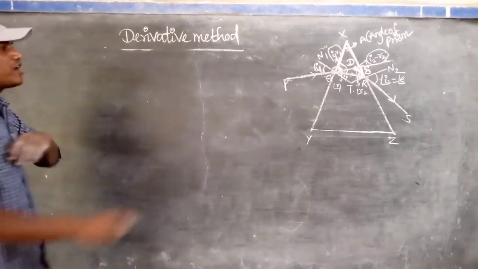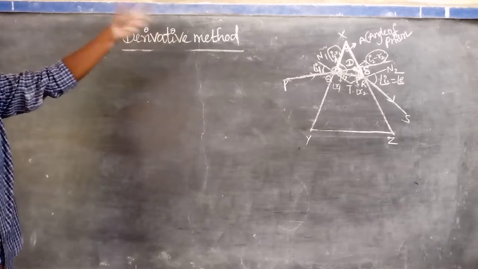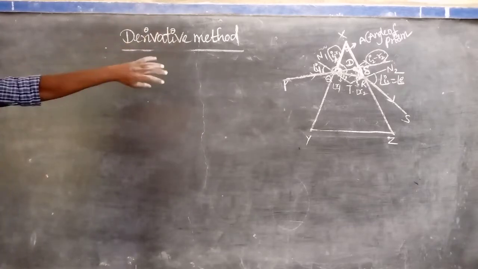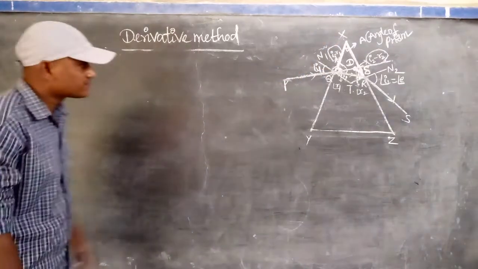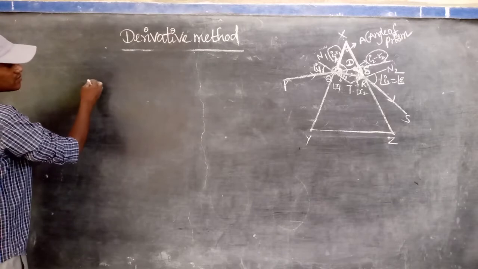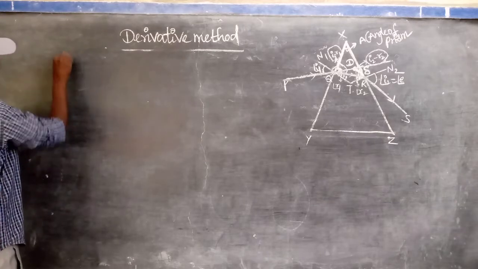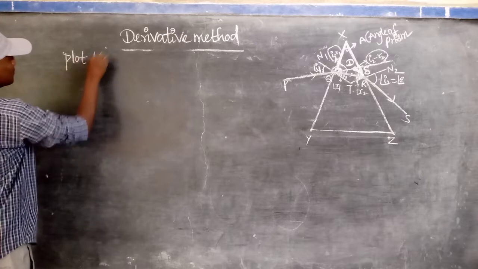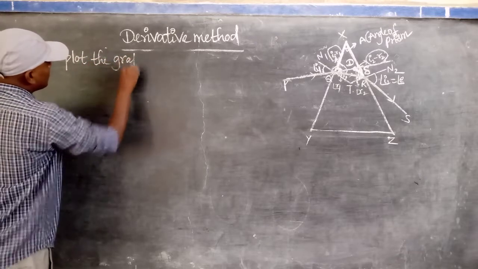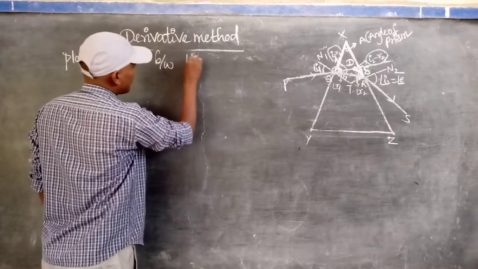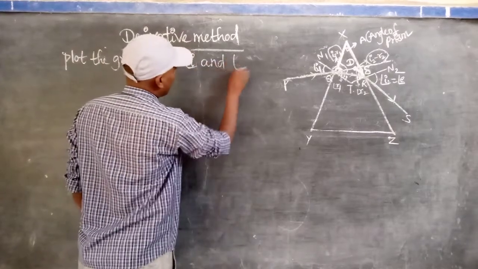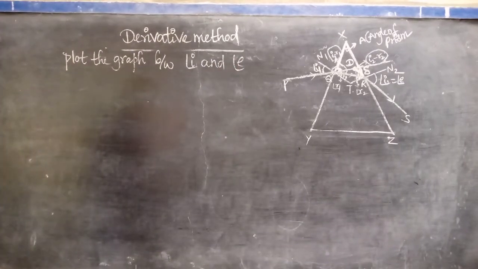So after this one, what can you write? We can repeat the same experiment by taking a different angle of incidence, and we find the corresponding angle of deviation. So finally, plot the graph between angle of incidence and angle of emergence. Listen very carefully. Plot the graph between angle of incidence and angle of emergence.